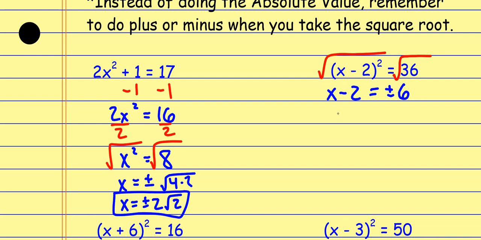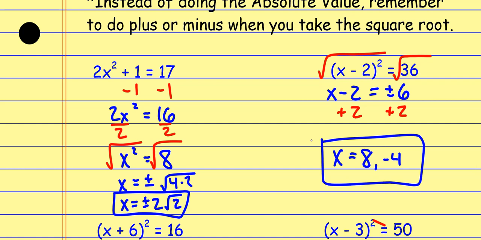And now I can add the 2 to each side. And maybe you're looking at this going, well, how in the world am I supposed to do plus or minus 6 plus 2? Well, plus or minus 6 literally means two things. So you literally have to do this twice. So I do a positive 6 plus 2 and I get an 8. And then I do a negative 6 plus 2 and I get a negative 4. Okay? And that's it. The plus or minus means I have two things, so I literally have to do two things, okay?